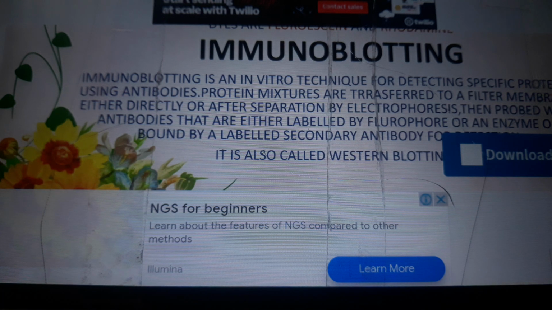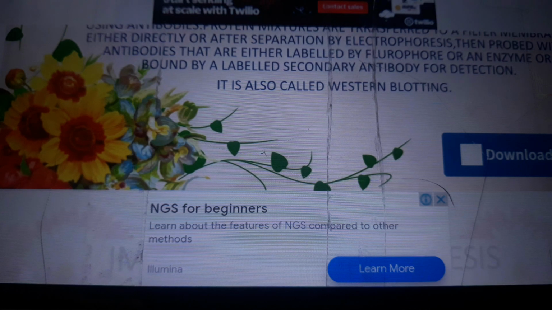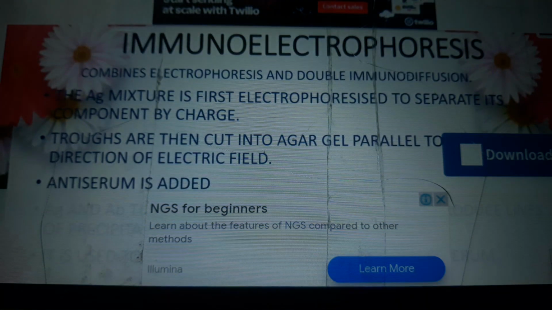Immunoblotting. Immunoblotting is an in vitro technique of detecting specific proteins using antibodies. Protein mixtures are transferred to a filter membrane either directly or after separation by electrophoresis, then probed with antibodies that are either labeled by a fluorophore or an enzyme, or bound by a labeled secondary antibody for detection. It is also called Western blotting. Immunoelectrophoresis.